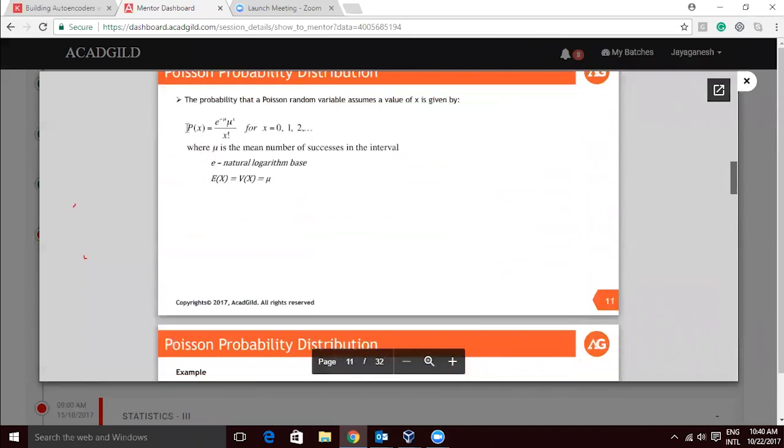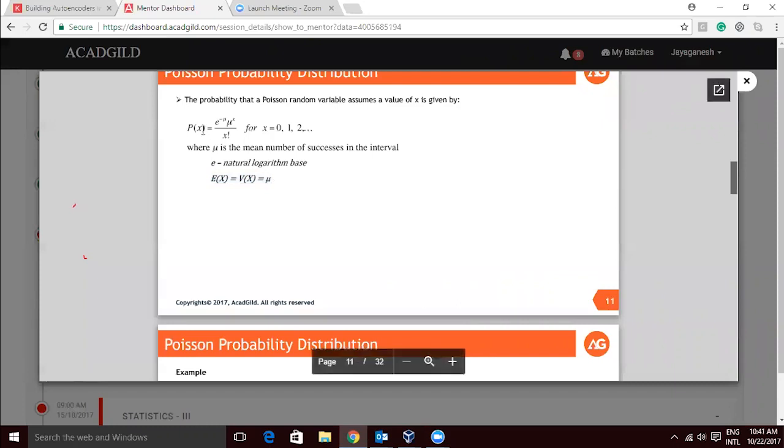The probability density function of a Poisson distribution is e to the power of minus mu, where mu is the mean of the Poisson distribution, times mu to the power of x, where x is the discrete random variable, divided by x factorial. In a Poisson distribution the mean and the variance are the same, which is mu. The square root of the variance is the standard deviation, so the square root of mu is the standard deviation.